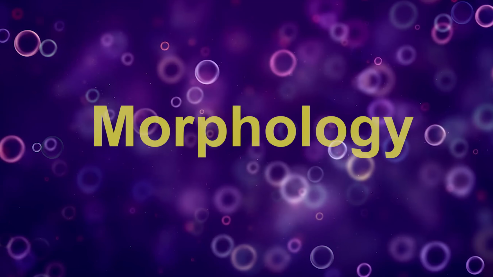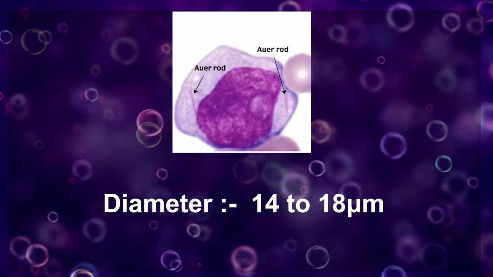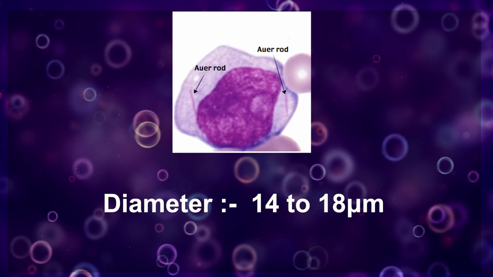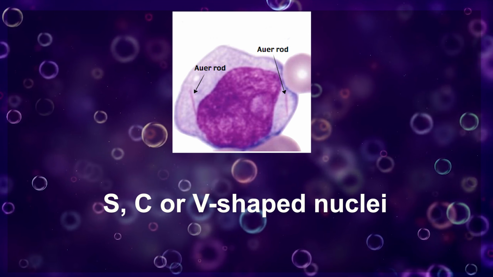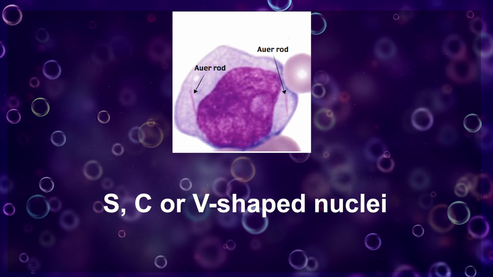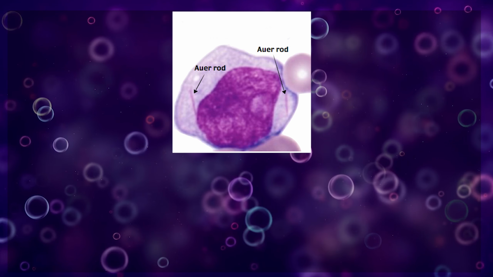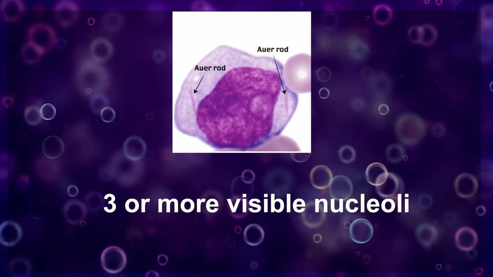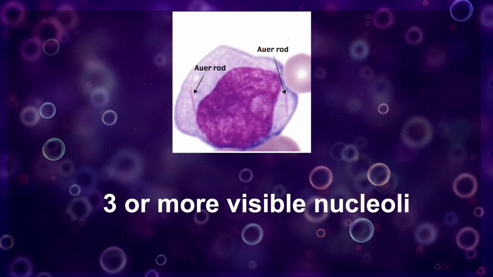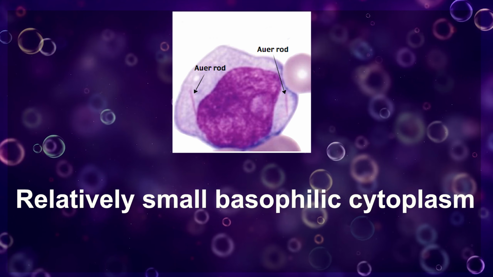When we consider the morphology of myeloblasts, they are round to oval in shape, with a diameter between 14 to 18 micrometers. They have centrally located S, C or V-shaped nuclei with less dense chromatin. We can see 3 or more visible nucleoli with a well-defined nuclear membrane, and they have relatively small basophilic cytoplasm.